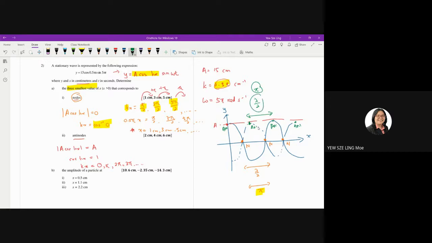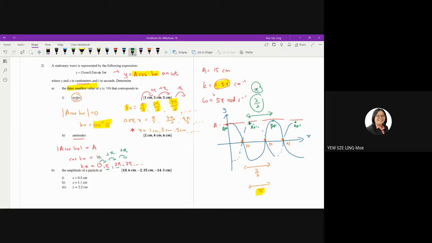Same as your nodes. So the distance between two antinodes is also equal to pi. That's why when the first value you obtain is 0, the following antinode would happen at pi. And then after that, you add another pi, you get 2 pi, you add another pi, you get 3 pi. So you just keep adding pi, depending on how many values the question is asking for.